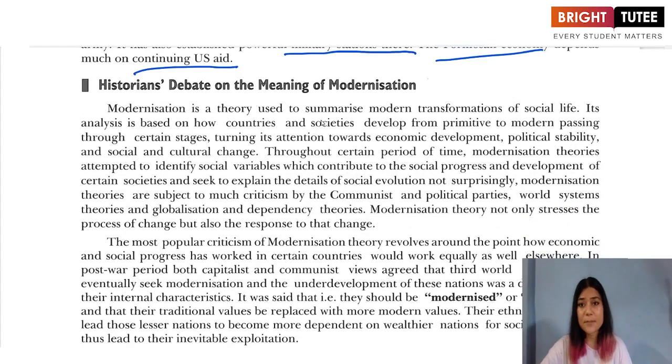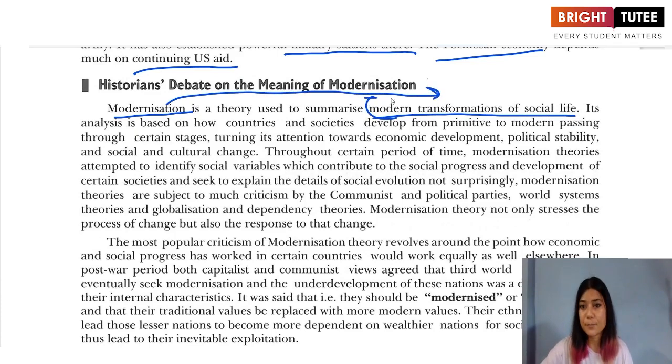Now, in this chapter, we dealt with how two countries in the Far East over a period of time developed their respective countries into modernized nation states. So we are dealing with the term modern or modernization of a nation. Now, modernization is a theory used to summarize modern transformations of social life. So basically, modernization means modern transformations of ways of life, different ways of life.